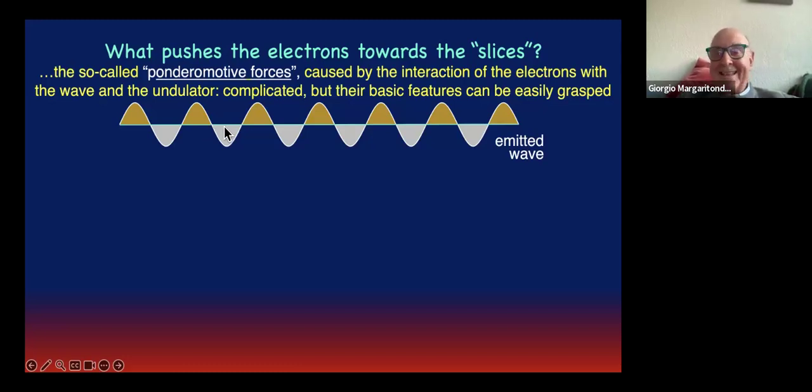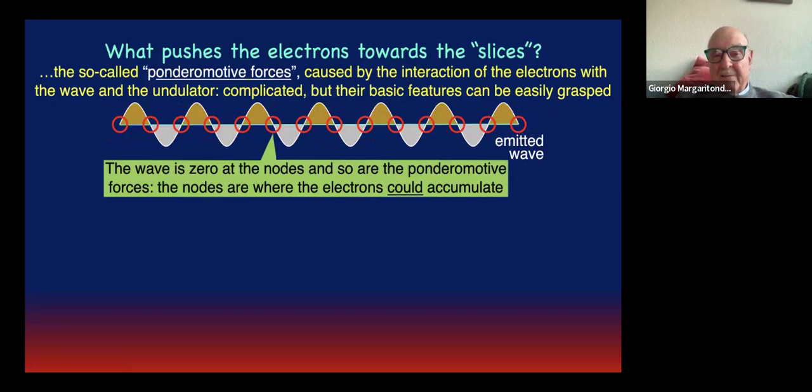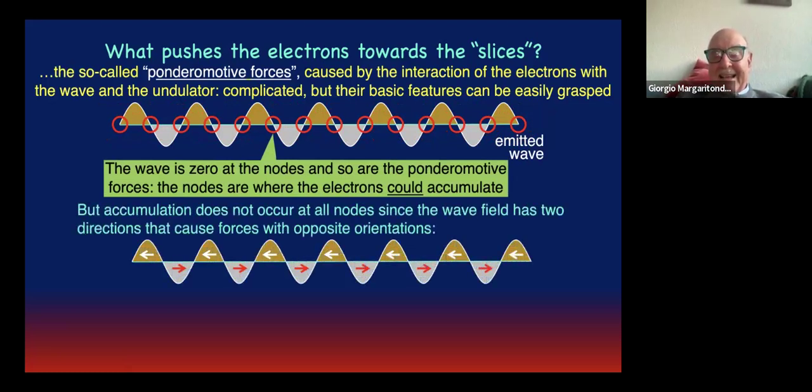Okay? So that's fantastic, because now we understand this confinement of electrons. Yes or not? Because you see, the problem is that actually this would give you a period that is not one wavelength, but it is 1/2 wavelength. Okay, so we need something more. Once again, this is where the electrons could accumulate. But the other thing is that the accumulation does not occur at all nodes because of the direction of the field. Okay, so the forces do not act in the same direction everywhere.